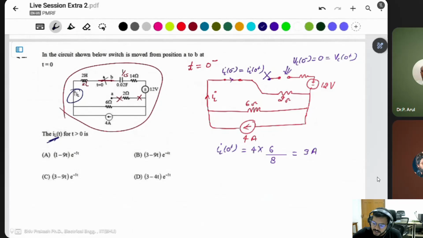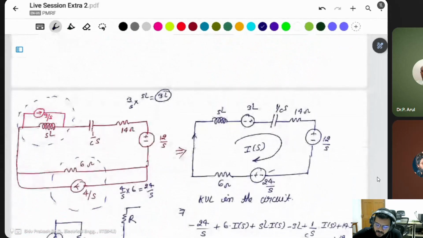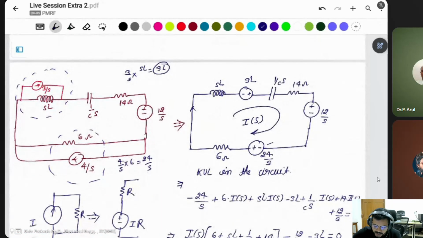Once you get the initial value, put the initial value in and make a complete circuit. Then, if there is a useful conversion of the sources, you can convert. If there is no meaning in the conversion, then don't convert. But here, in almost all cases with the inductor, you have to do the source transformation, making the voltage source instead of the current.